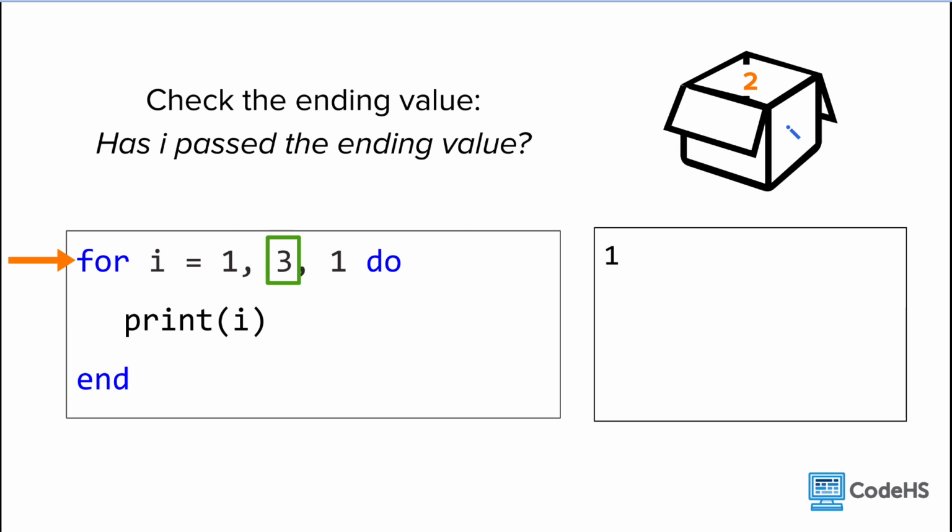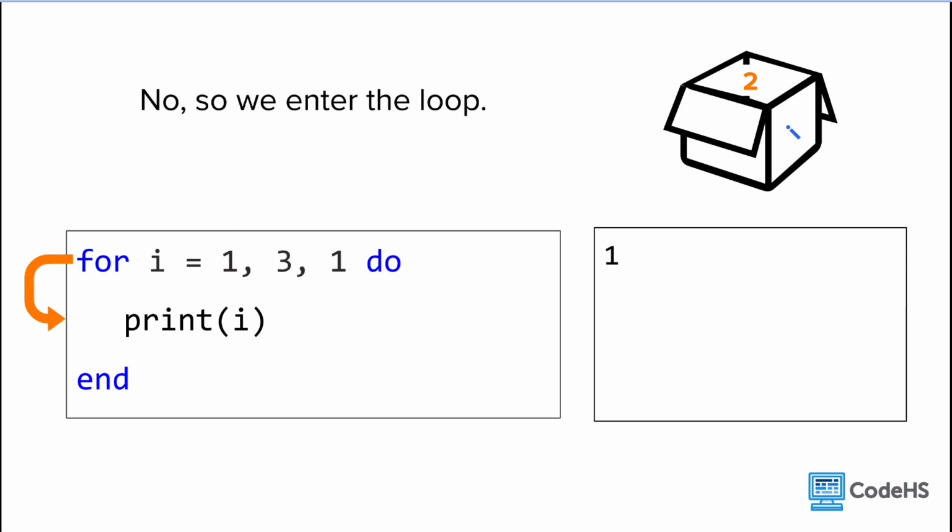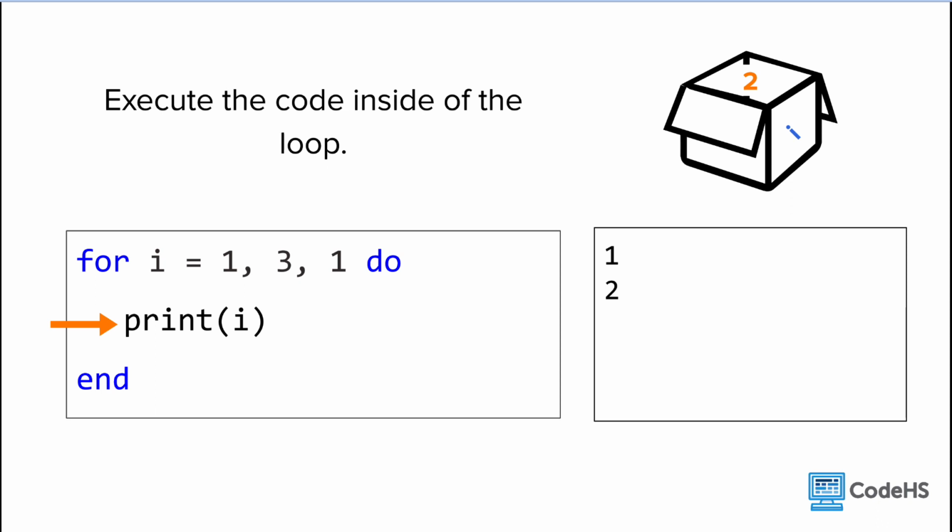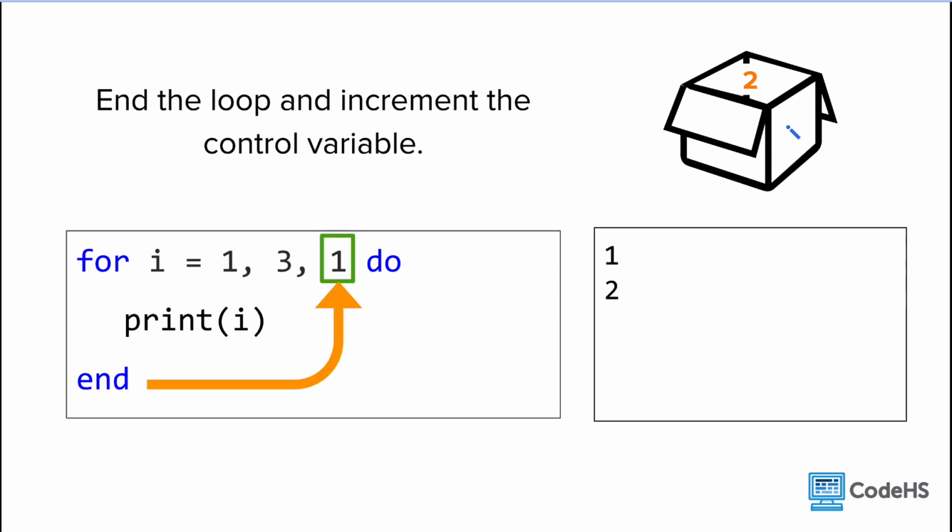Back in the for loop header, we check the ending condition again. Has I passed the ending value? Well, I is 2 now, so the answer again is no, and we enter the loop. We execute the code inside of the loop and print 2 to the console. We end the loop and head back up to the for loop header, and we increment the control variable by 1. Now I is 3.